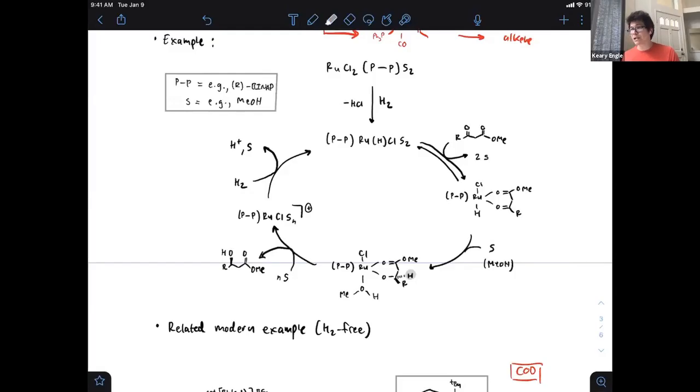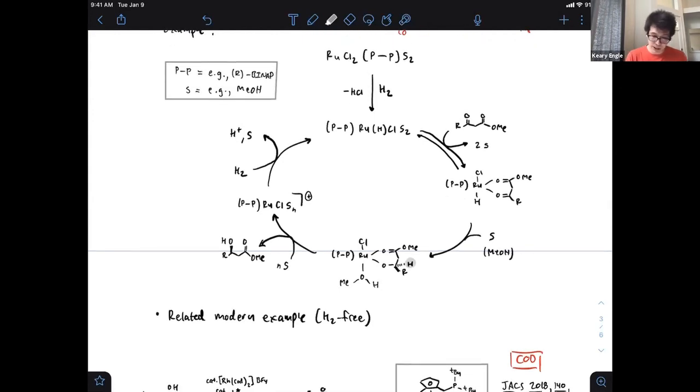We concluded the last class on hydrogenation discussing catalytic processes that proceed via monohydride intermediates. An important manifestation of this reactivity is in the reduction of carbonyl compounds, particularly the enantioselective reduction of carbonyl compounds. And so I'll illustrate that by going through one specific example. This is one of the Noyori family of catalytic asymmetric reductions.